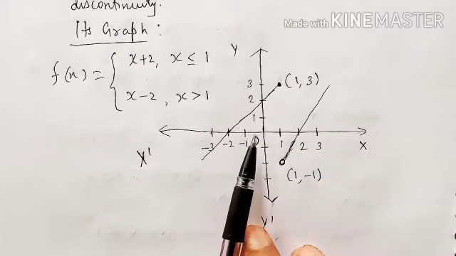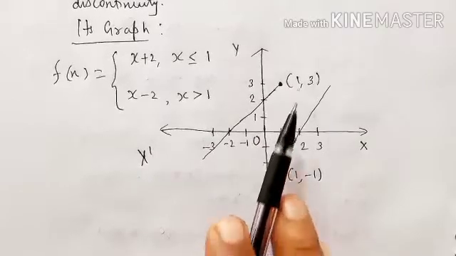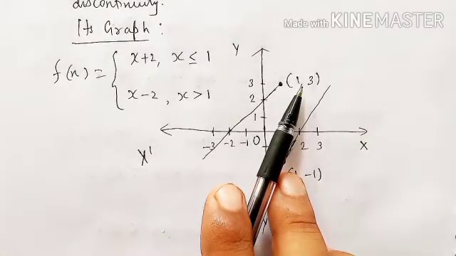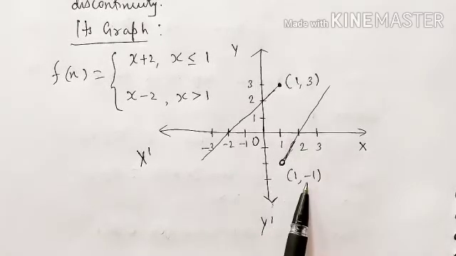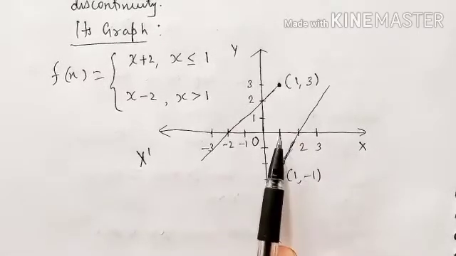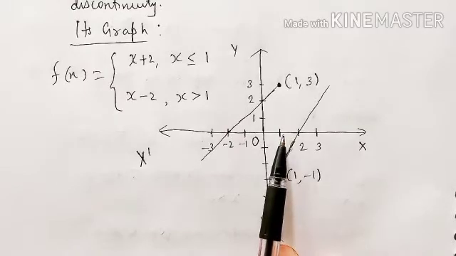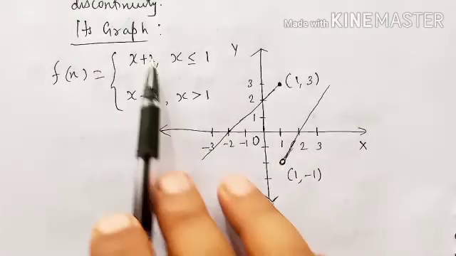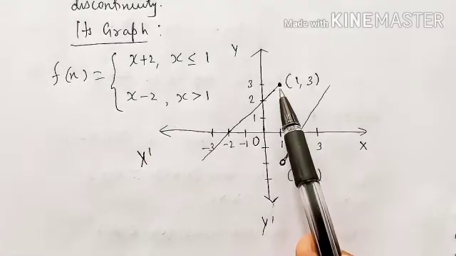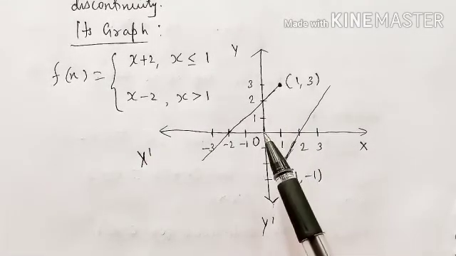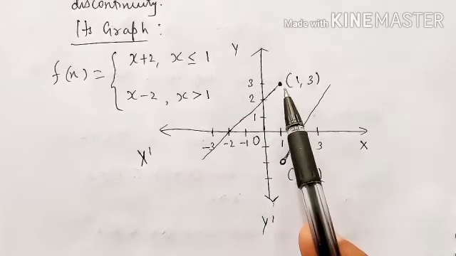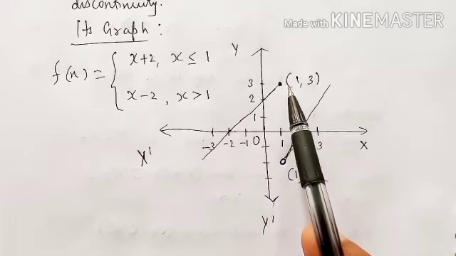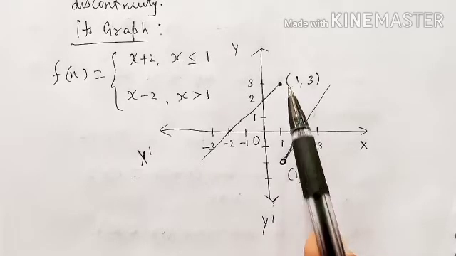From the graph you can also say that its left hand limit at 1 is 3, and its right hand limit is minus 1. So they are different. And if you draw the graph of this function, we need to lift our pen or pencil. So the function has a breakage at x equal to 1, and so this is the point of discontinuity.